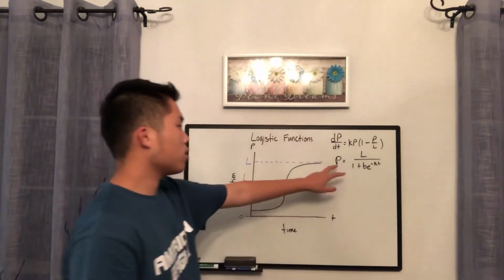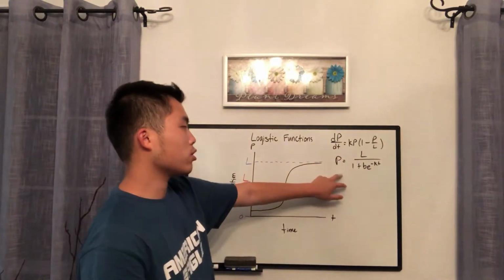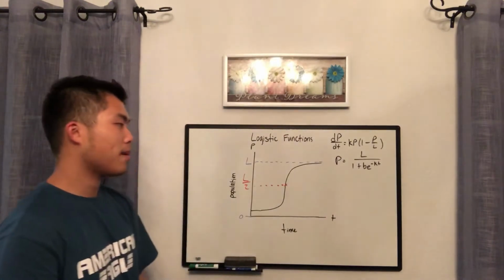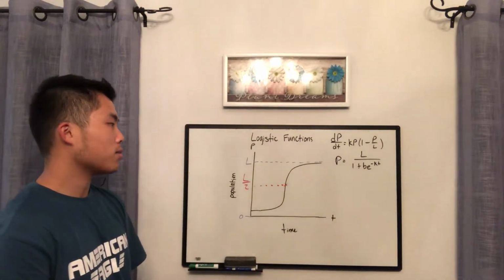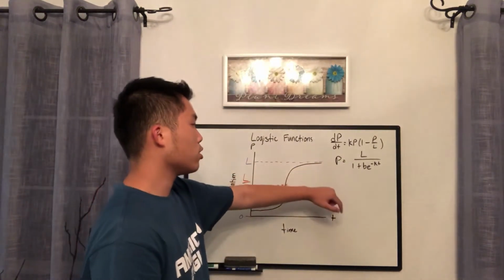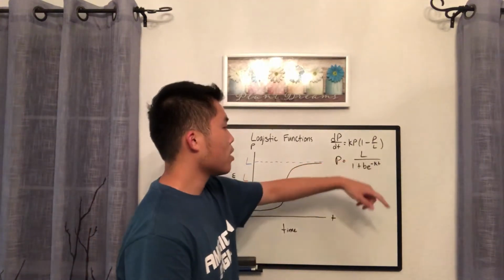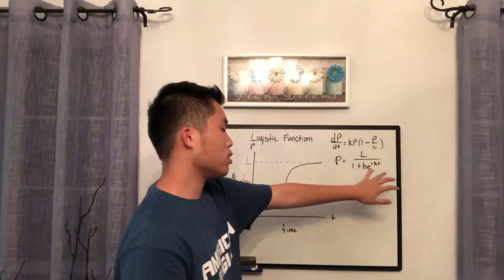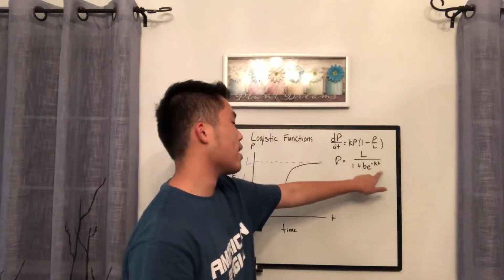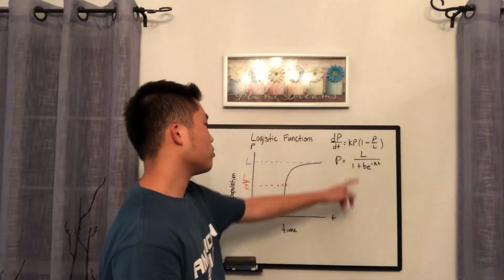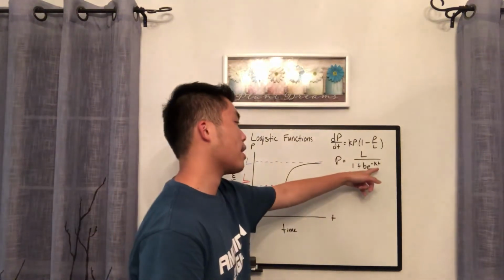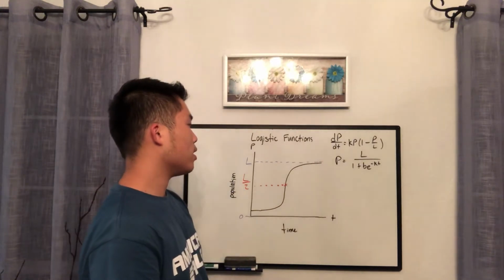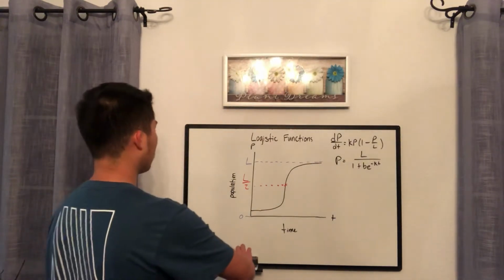Going from this to a general solution, you have P equals L over 1 plus B e to the power of negative kt. Going from the differential equation to the general solution, you put your L at the top, and you'll solve for one or two of these variables, B and k. You might be given a k, you just plug in k, but it's negative k, so make sure you put negative k. And now we're going to do an example of that.